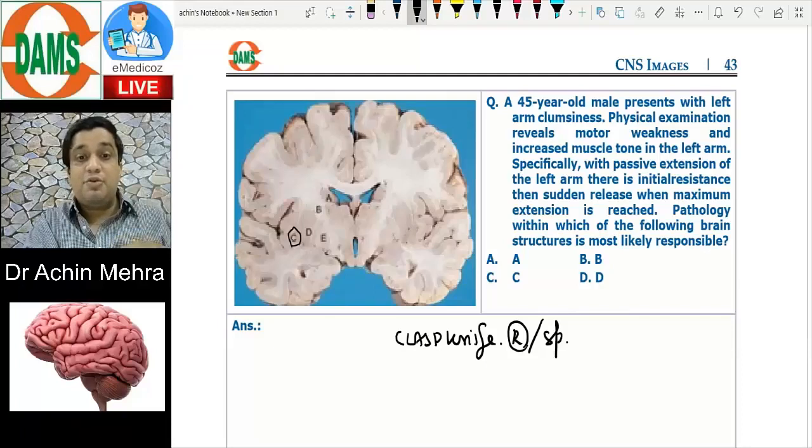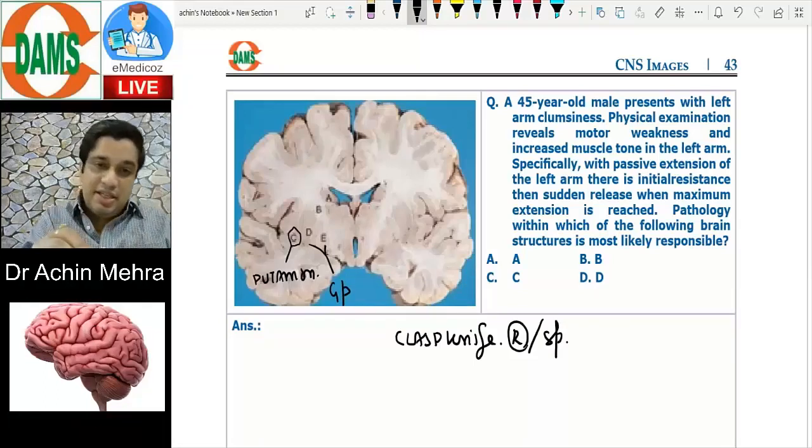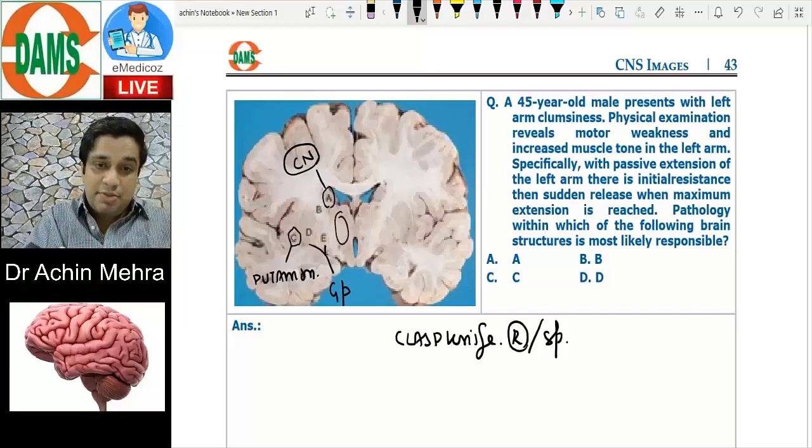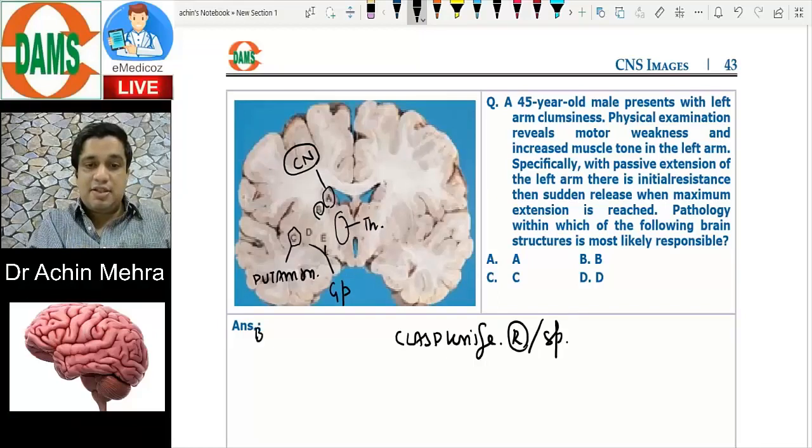The peripheral outer part of the lentiform nucleus is known as what? The putamen. Right. Now D and E, both of them are the parts which are external and internal of what? Globus pallidus. A is the head of the caudate nucleus. And what is B? B is an area which is sandwiched between the lentiform nucleus and the thalamus on this side. What is this? B is nothing but your internal capsule.